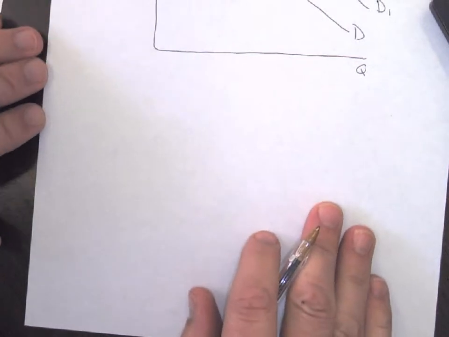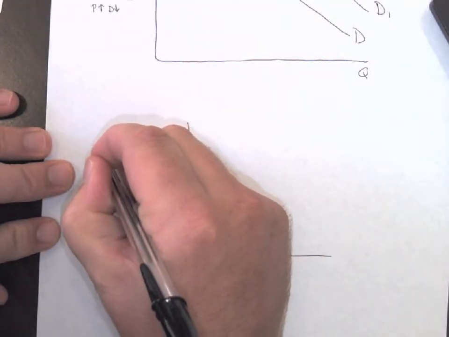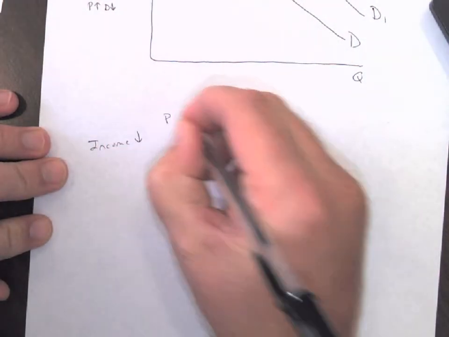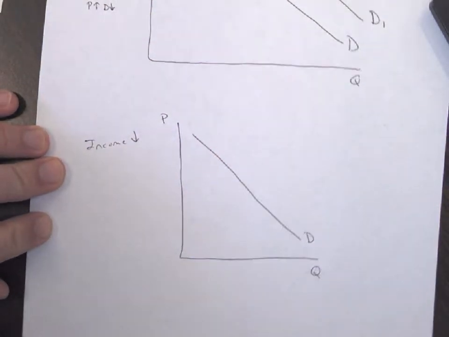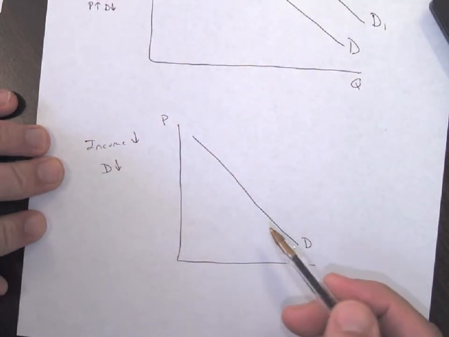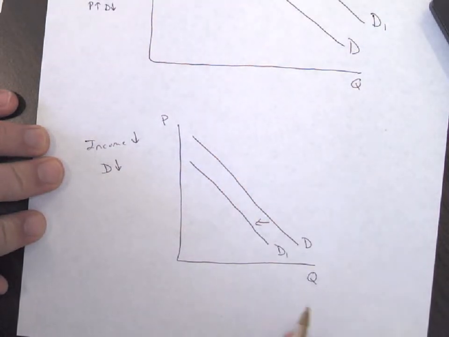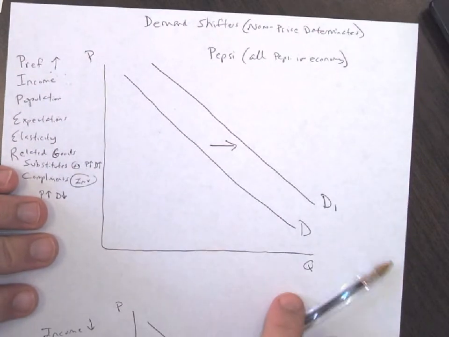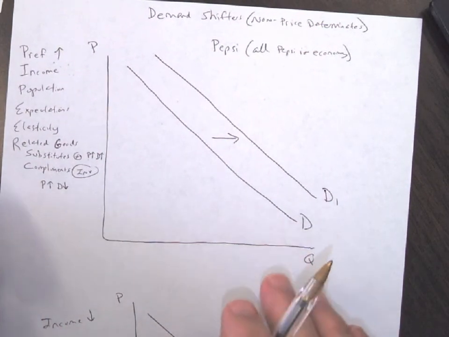Now, let's say that our income goes down. Income decreases. So we'd have our price and our quantity. We'd have our demand. Now, if income decreased, demand would decrease. So if something decreases, it shifts to the left. So we go from D to D1, and we'd have a decrease in demand. This is overall demand for a product. This is phase 2. Phase 3 is when we get to aggregate demand. All the demand in all of our economy for all goods and services.